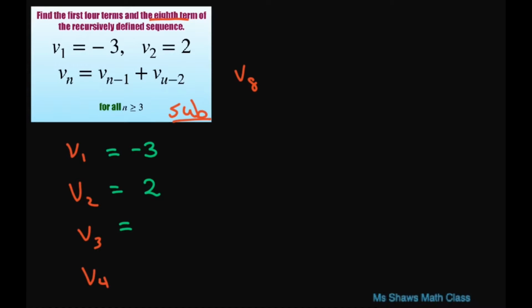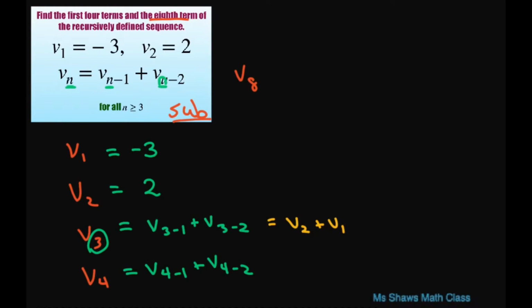Now v sub 3, what I'm going to do is use this index number here and substitute in my 3 for each of these. This should be an n here. So let's do that. We're going to get v of 3 minus 1 plus v of 3 minus 2. For this one, we're going to get v sub 2 plus v sub 1. So basically, you're just adding these two. So 2 plus a negative 3, or 2 minus 3, equals negative 1.